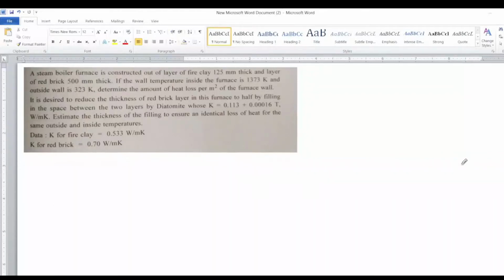We will see this example. So here they have given entities. We will discuss. The steam boiler furnace is constructed out of a layer of fire clay. This will be the layer of fire clay of 125 mm thick and a layer of red brick.